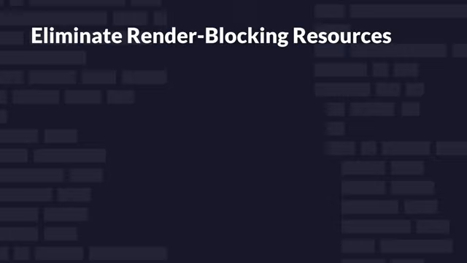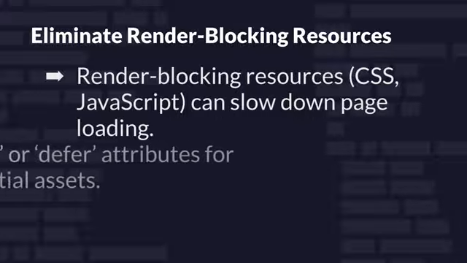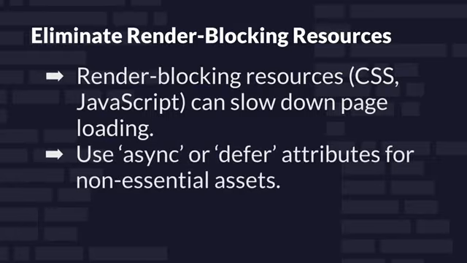6. Eliminate render blocking resources. Render blocking resources is essentially code in your website files, usually CSS and JavaScript, that prevents a web page from loading quickly. To ensure your site loads as efficiently as possible, you can specify attributes that tell the browser how to download the code in relation to the other site assets.